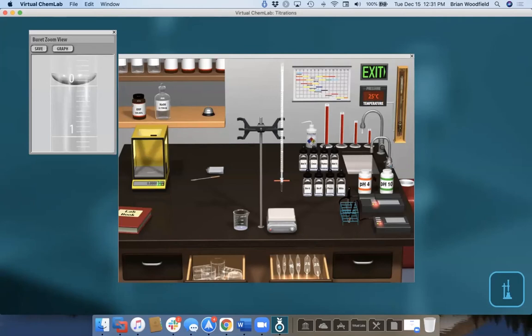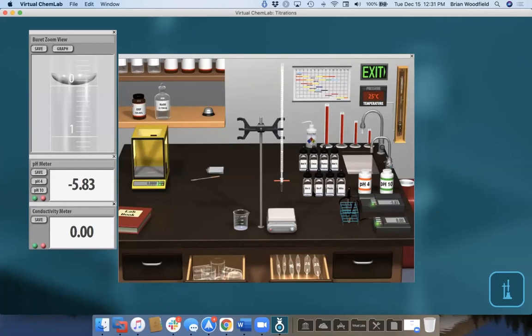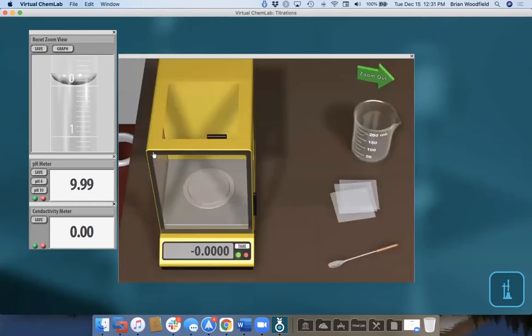and open it up. I can turn on my pH meter, conductivity meter. Notice my pH meter isn't calibrated. I can put it in the pH 4 buffer. Come over here and put it into the pH 10, and now I have it calibrated. I can go do a titration with KHP.